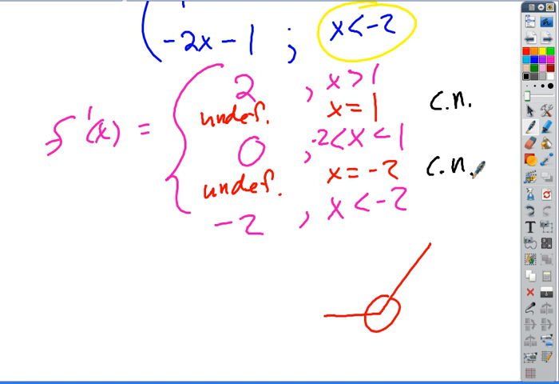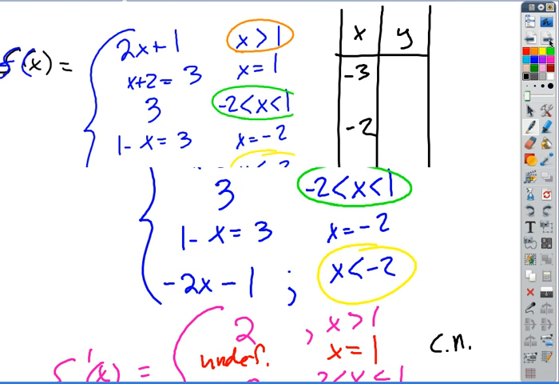Wouldn't the middle one be critical too? If I have a horizontal line, then every point on that line has a horizontal tangent. True. So technically, maybe we could check that too, because that's where the derivative has a value of 0. Good point. Okay, so let's check that.